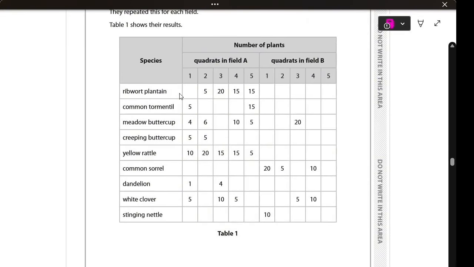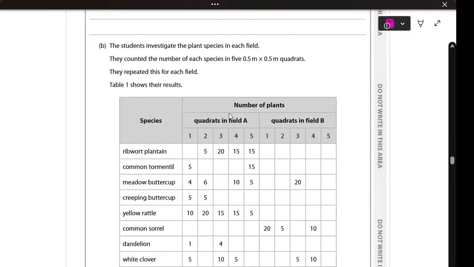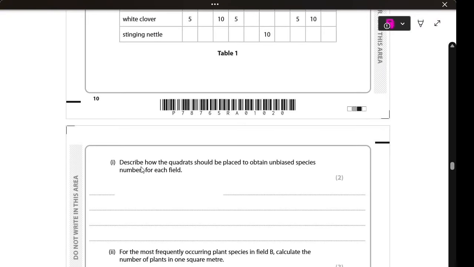For field A, most of the species are present except common sorrel and stinging nettle. In field B, most of them are absent except meadow buttercup, common sorrel, white clover, and stinging nettle. So we can see field A has more species, so it must have a higher biodiversity than field B. Let's see what they've asked us.